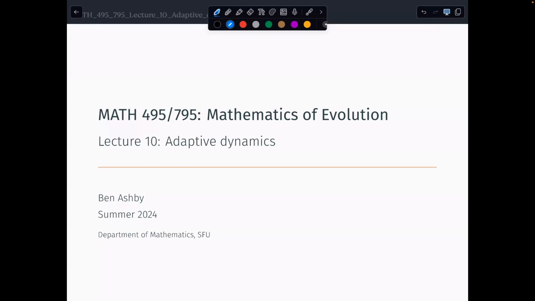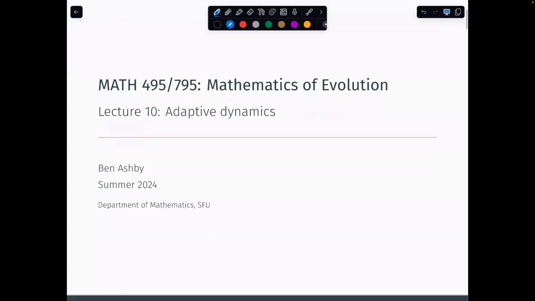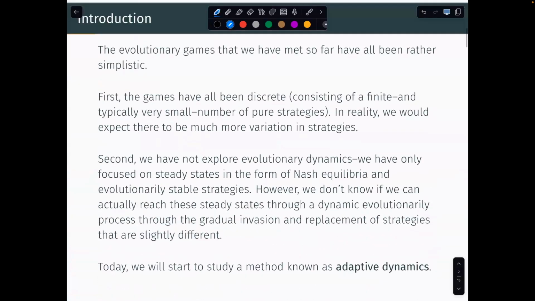Okay, so we're moving on to the next section of the course today. We're building on some of the ideas from evolutionary game theory, which we spent the last couple of weeks looking at. But we're going to be extending some of those ideas, which kind of mirrors how this particular area of phenotypic evolution modeling developed during the course of the 20th century. So why are we doing that?